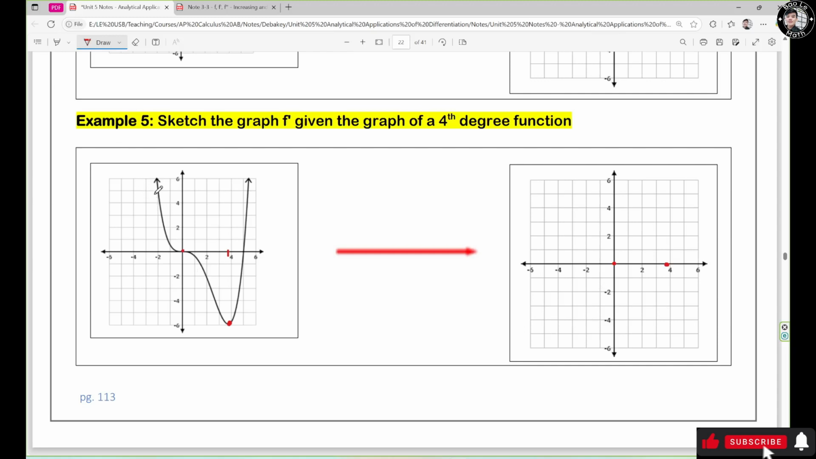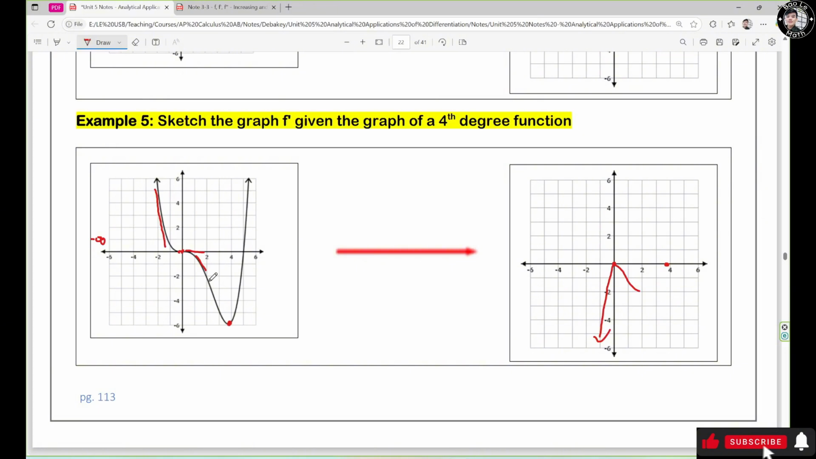Now I'm going to draw the tangent line. The slope of the tangent line is negative from negative infinity to 0, which means it's below the axis. So it could be like this. Now from 0 to 2, I'm going to draw the tangent line, and I see that the slope of the tangent line is negative. So it should be below the axis, so it could be something like this.